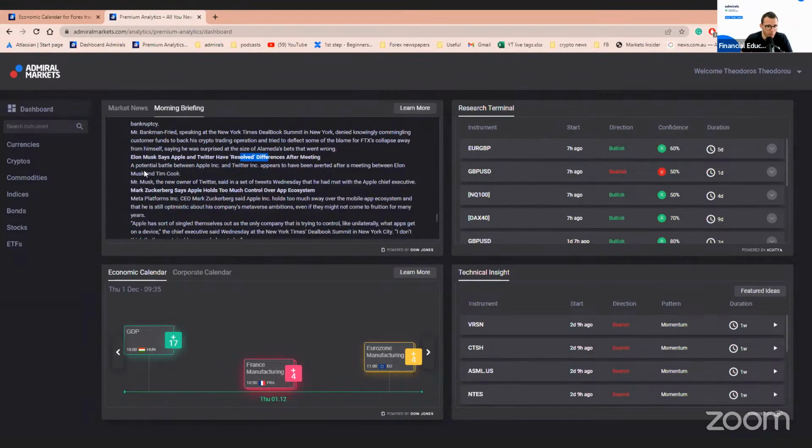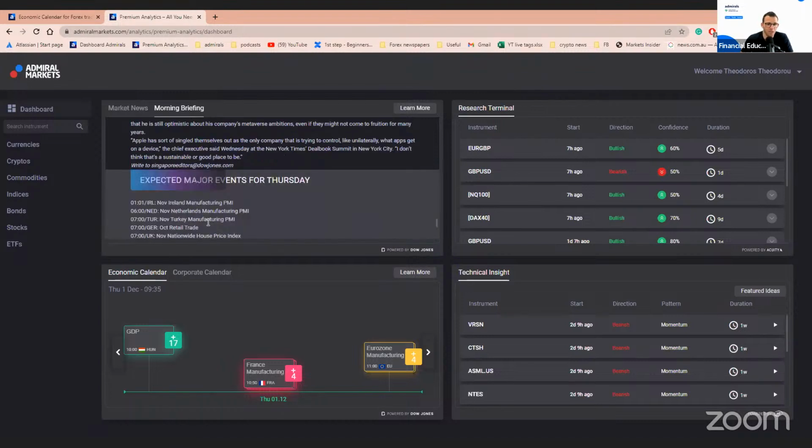We have here Elon Musk says Apple and Twitter have resolved differences after meeting. And Mark Zuckerberg says Apple holds too much control over its ecosystem. Well, that's all the news we have from these guys.